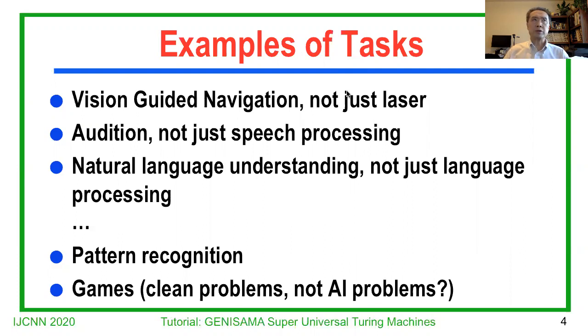Audition, not just speech processing, may deal with different kinds of sound like thunderstorms and bird chirps. In natural languages, understanding, not just language processing. We may also have pattern recognition of various types, and we may be familiar with games, but games are considered clean problems, and many don't consider them as AI problems anymore.